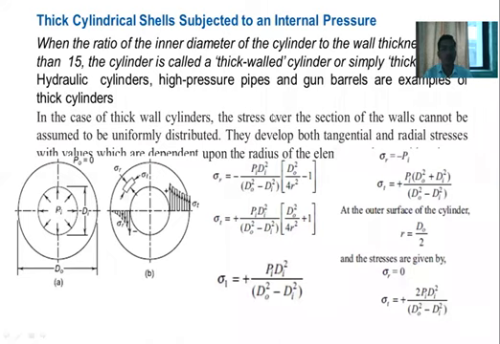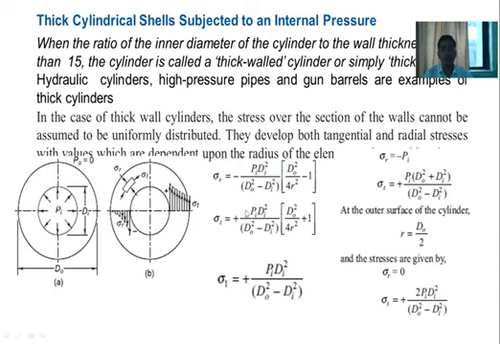In the case of a thick wall cylinder, the stress over the section of the wall cannot be assumed to be uniformly distributed. So they develop both tangential as well as radial stress, with a value which is dependent upon the radius of the element. The radial stress is given as minus Pi Di square by Do square minus Di square into bracket Do square upon 4r square minus 1. This is the formula from which we get the radial stress for the thick cylinder.